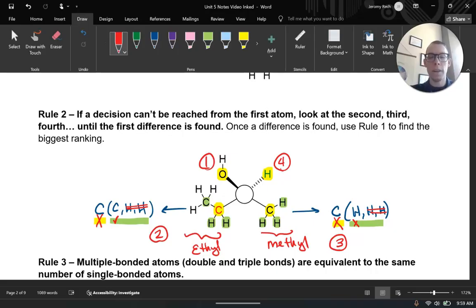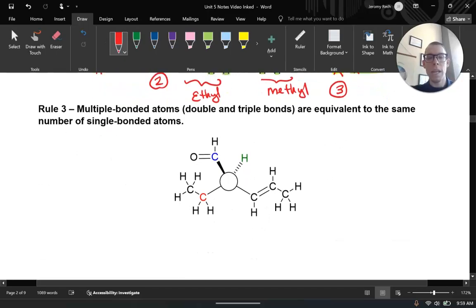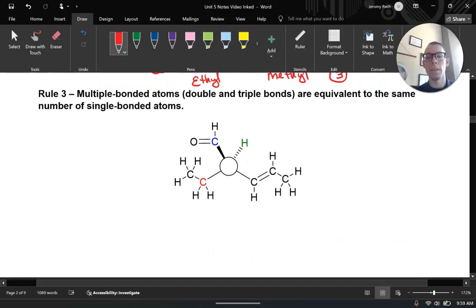Now, one extra last consideration that we'll have with our CIP rules is thinking about multiple bonds, because there are double and triple bonds that exist. And anytime we have a double or a triple bond, we are going to count that as multiple bonds to the same atom. So a carbon-carbon double bond is going to be the same as like 2 carbon-carbon single bonds, for example. So let's go ahead and look at this example here.